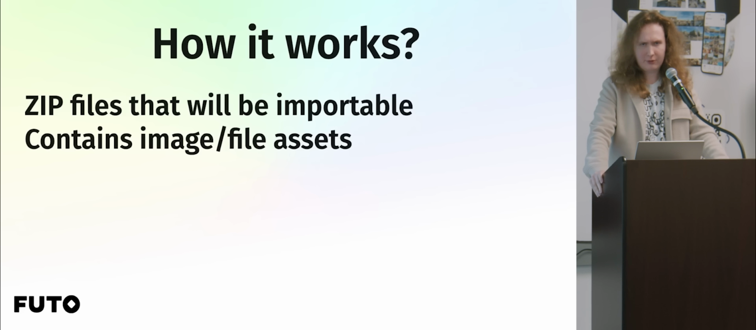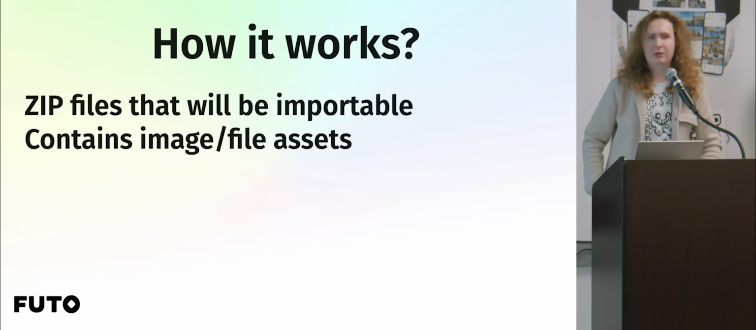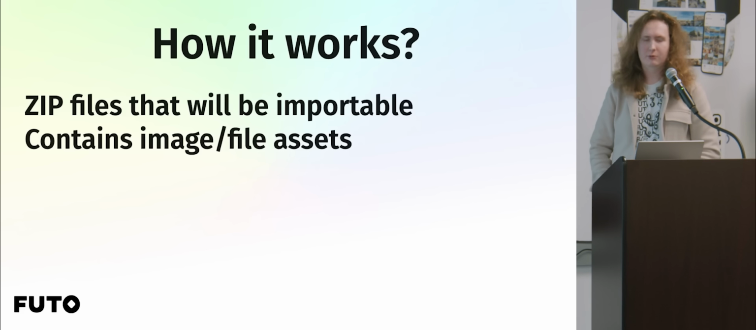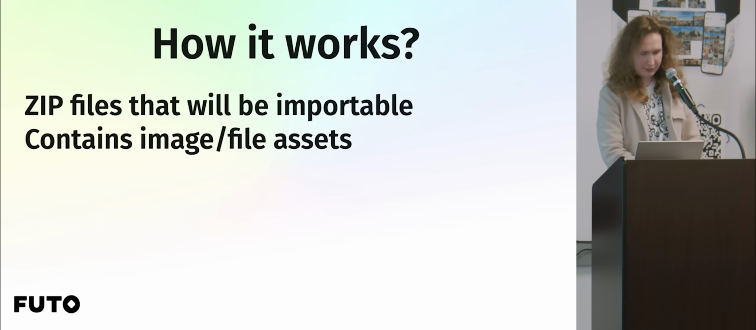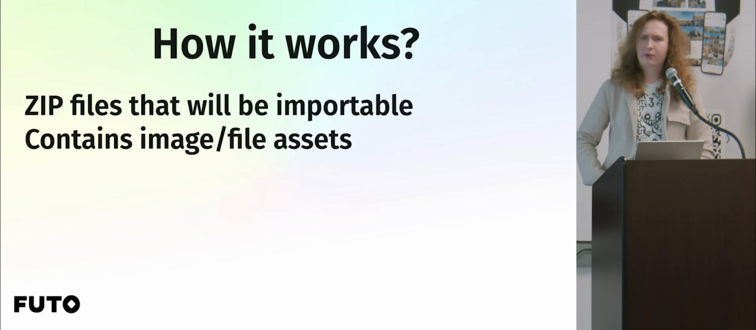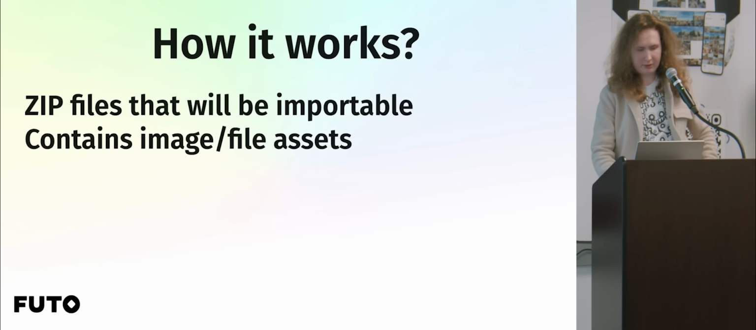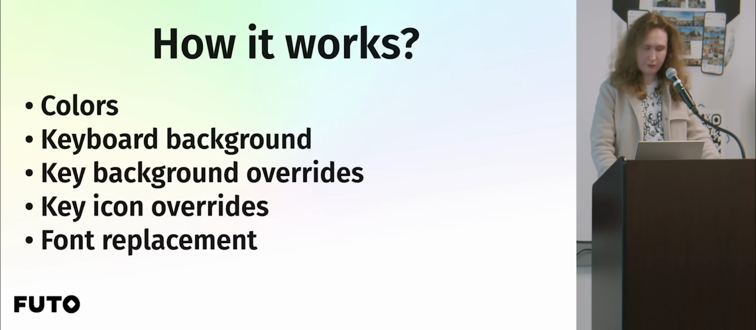So how does the system work? Themes will basically be zip files that you can import. You'll be able to share these files anywhere or upload them to your website. Inside a zip file there are going to be image assets, and a JSON file that defines a bunch of stuff. Some of the things that the JSON will define are the colors, the keyboard background, and the key backgrounds, the font.